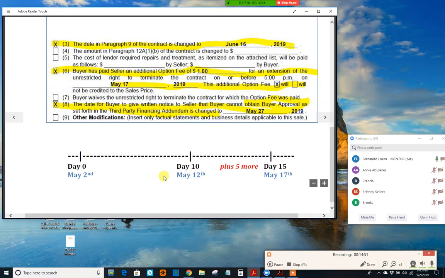So the timeline here, if you envision it, again, you're always using day 0, May 2nd. But remember, the 10th day was the last day, May 12th. So you would add 5 more days. Again, they're calendar days, not business days. Plus 5 more, that means you're moving the option period to May 17th at 5 o'clock. Okay.